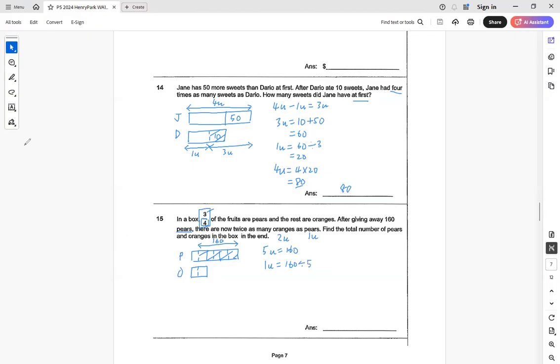Okay, wait, let me write this later. 160 divided by 5. Okay, we will get 32. So what is the question asking for? It asks for the total number of pears and oranges in the end. Take note, in the end, it's just 1, 2, 3 units. Okay, so to find 3 units, we just take 3 times 32. We will get our answer, 96.